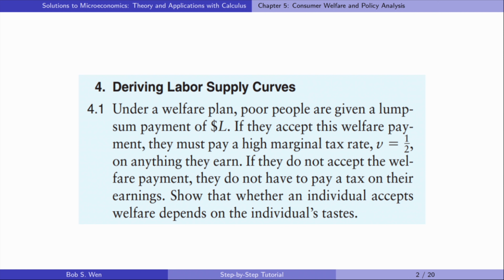Here's exercise 4.1. Under a welfare plan, poor people are given a lump sum payment of $L. If they accept this welfare payment, they must pay a higher marginal tax rate on anything they earn. If they do not accept the welfare payment, they do not have to pay the tax on their earnings. So whether an individual accepts welfare depends on the individual's tastes.